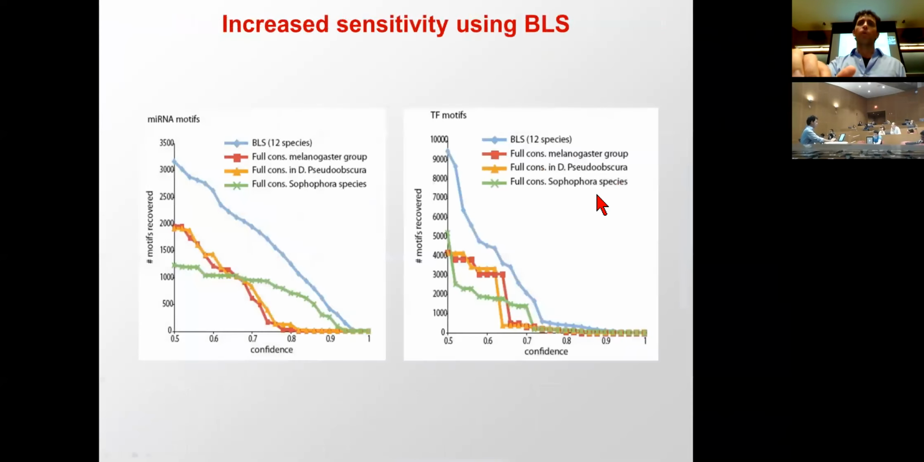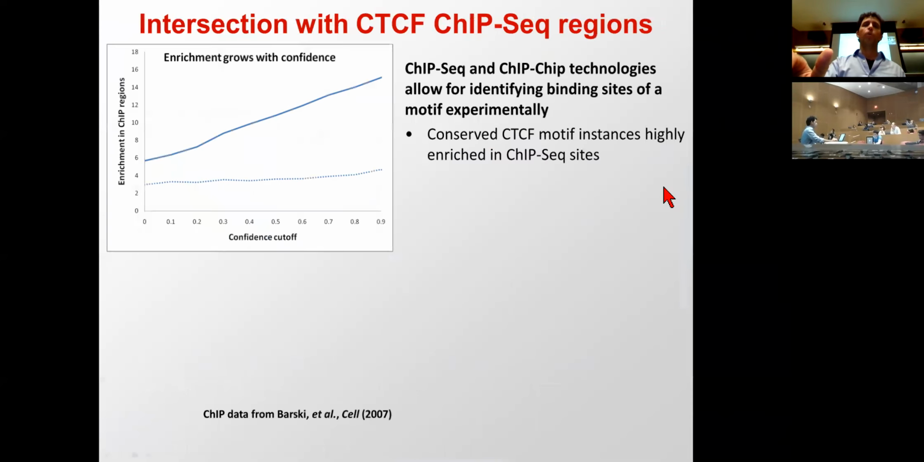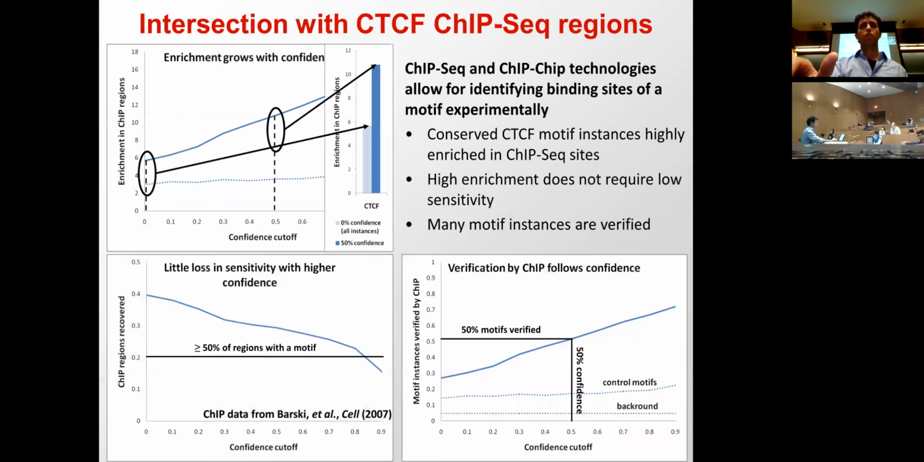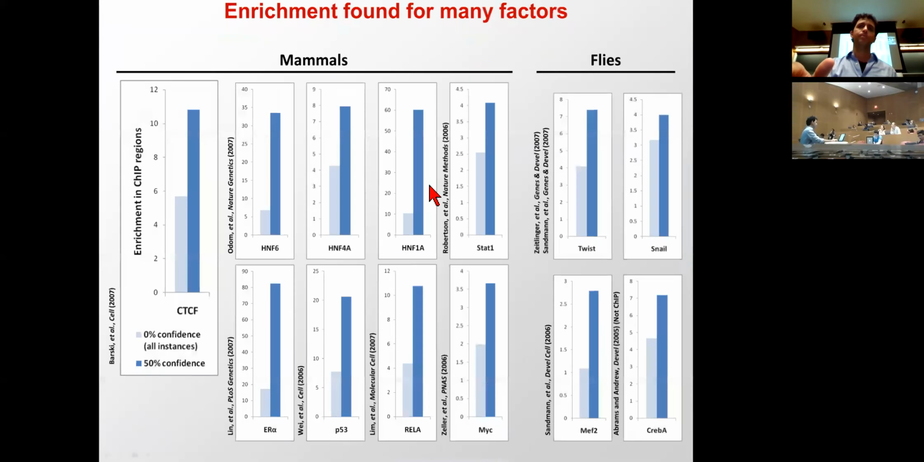I can also ask how often are they conserved in other species, how often are they bound by chromatin immunoprecipitation experiments, and so on and so forth. And what we find is that the validation rate increases with the confidence. As I increase the confidence, more and more of them do validate.